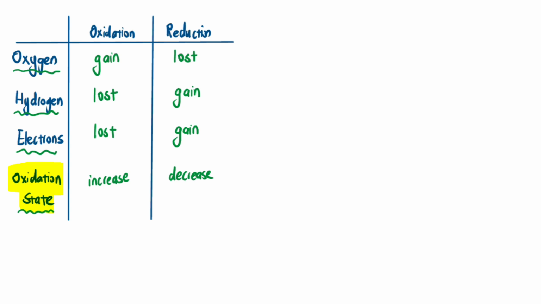Okay, so let me use an example to illustrate. We'll use an example of the neutralization reaction between hydrochloric acid and sodium hydroxide to give you sodium chloride and water. First, let us use the oxygen and hydrogen method to check whether this reaction is a redox reaction. Let's start with the first substance here, hydrogen chloride or hydrochloric acid.